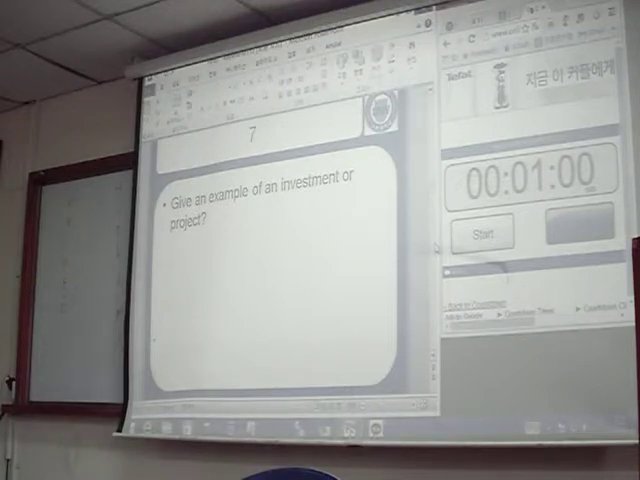Again, if you didn't finish, one of the people on your team can work on question 6 and the others can look at question 7. Give an example of an investment or a project.